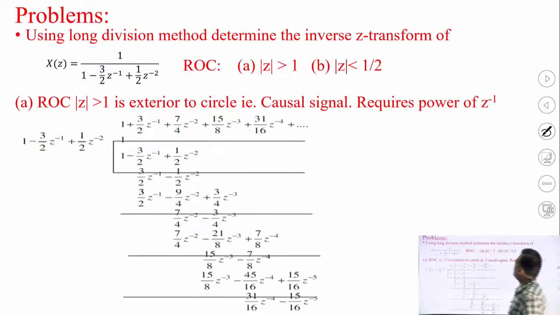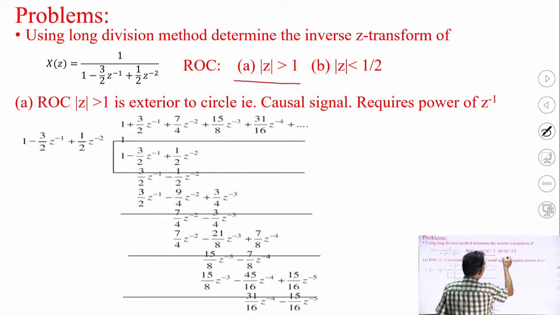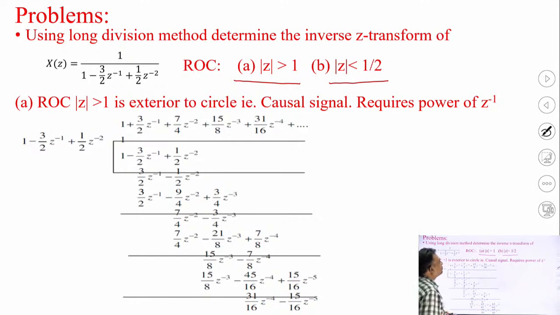Now, using the long division method, determine the inverse Z transform. There are two cases given: first, when |z| is greater than 1, and second, when |z| is less than 1/2. When |z| is greater than 1, we are interested in a causal signal. For a causal signal we require negative powers of z, and where |z| is less than 1/2, we require positive powers of z.